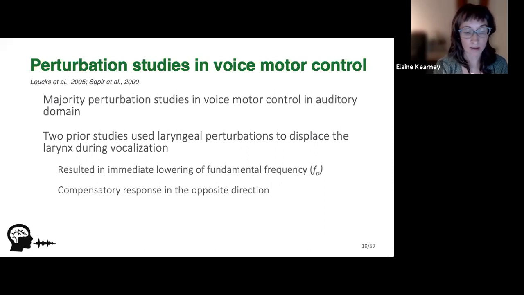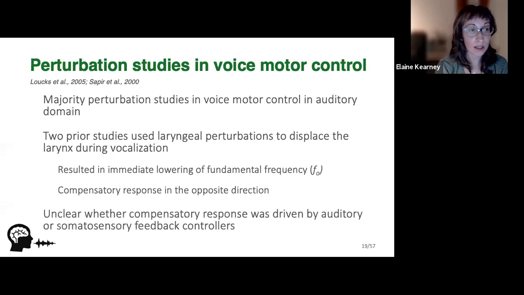And the authors in those studies also observed a compensatory response in the opposite direction. So it did seem that the perturbations in the somatosensory domain were eliciting a similar response to what we see in the auditory domain. But in these studies, when the perturbation was applied, participants would have both been able to feel that perturbation against the larynx and also hear the effect of the perturbation on the acoustics. And so it's not clear whether that compensatory response was being driven by the auditory or the somatosensory feedback controllers.